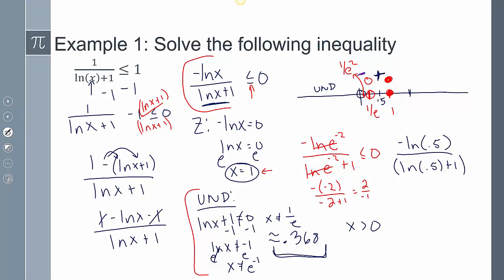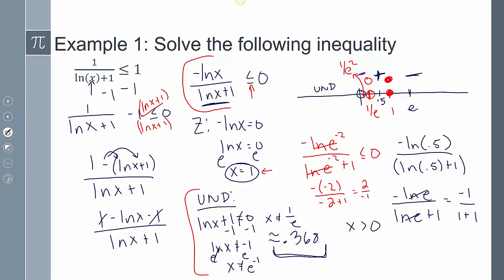And then maybe I can test e. e is a nice value. It's 2.718. So I get negative ln of e over ln e plus 1. Well, those cancel out, so I get negative 1 over 1 plus 1. Well, that's going to be a negative value. And so this is going to be negative.